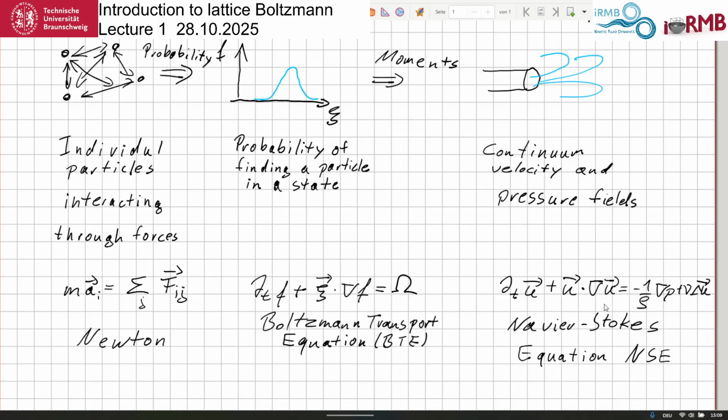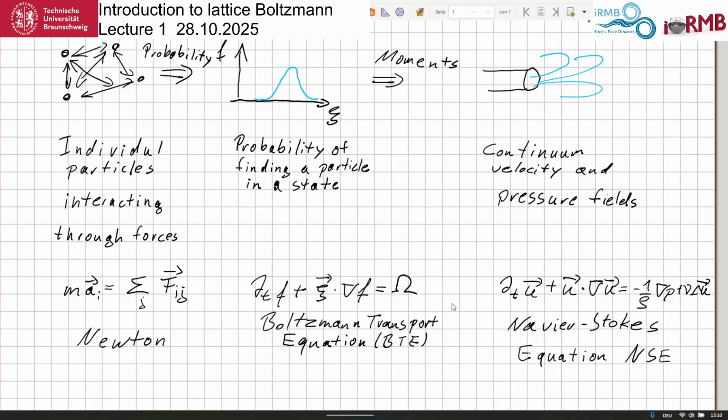So, are you familiar with the Navier-Stokes equation? Yeah. And in between is this Boltzmann transport equation, and the Boltzmann transport equation is what we are talking about today. The Lattice Boltzmann method is related to it. I cannot say it the other way around, because the Boltzmann transport equation is a big, physically important thing, and the Lattice Boltzmann method is just a numerical method to solve this.